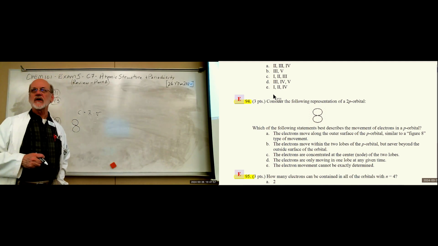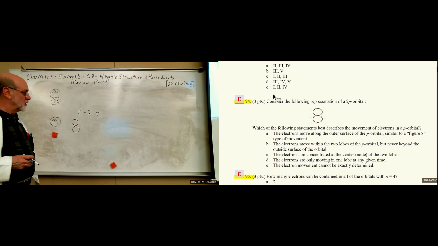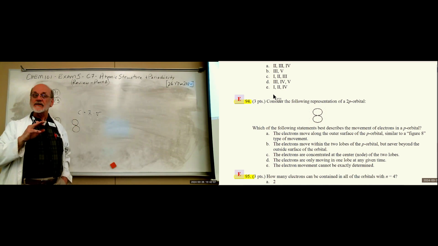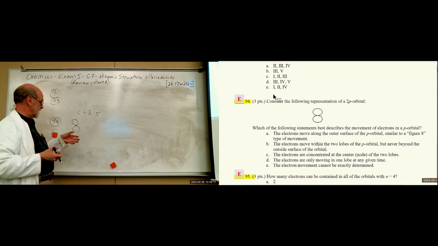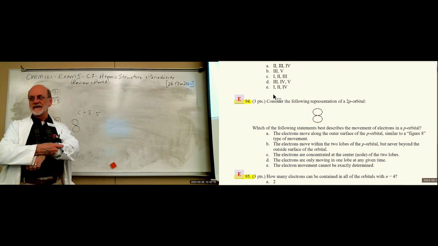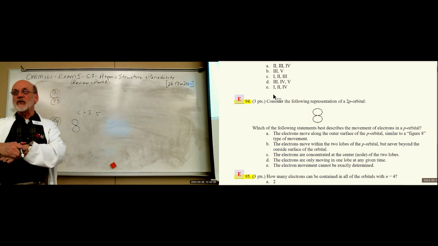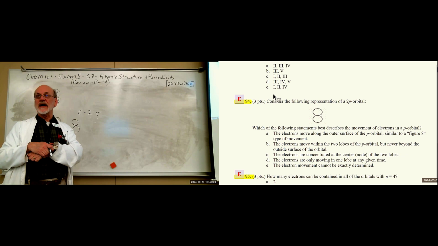The electron moves along the outer surface of the p orbital similar to a figure 8. I don't think so. What is the orbital actually saying? It's saying this is the most probable location for finding an electron. It's somewhere in there. We don't even know how it's moving. That's the general location. So B, the electrons move within the two lobes of the p orbital, but never beyond the outside.